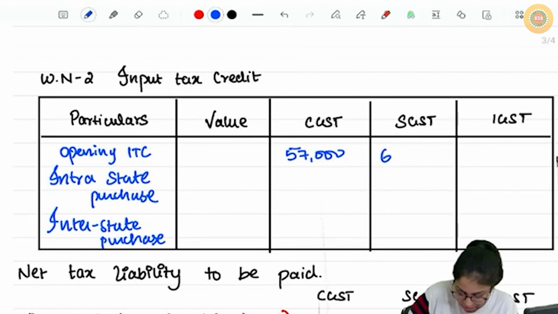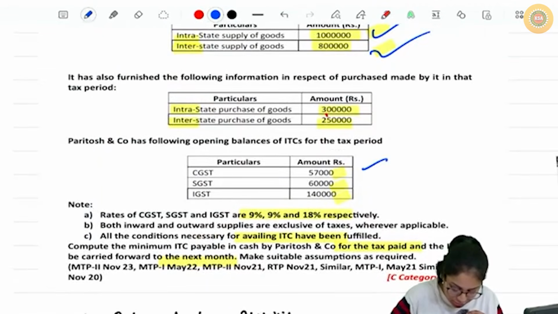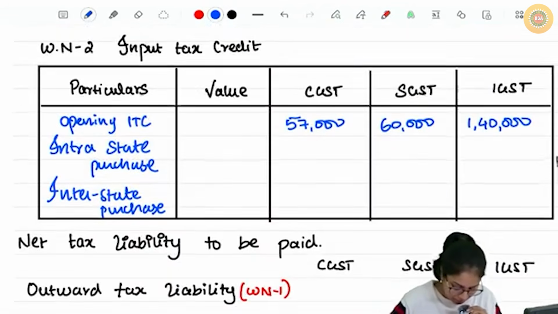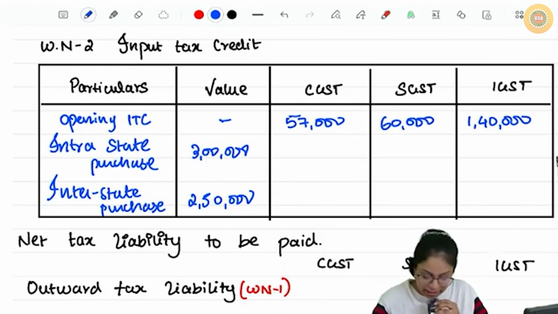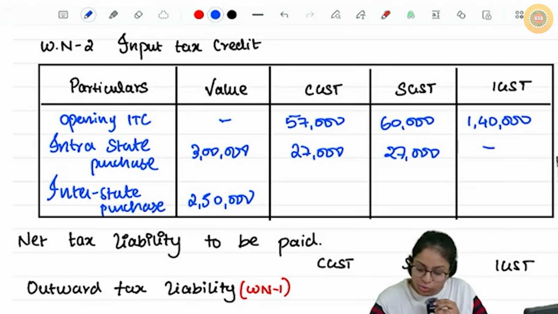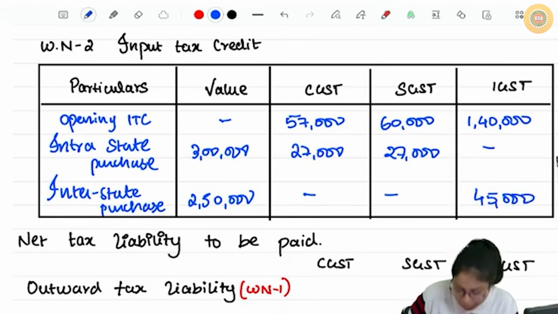57,000, 60,000 and 1,40,000. Perfect. Now let's move on. This column is done. 57, 60, 1,40,000 I have written. Here, the last is left. So 3 lakhs is intra and 2,50,000 is inter. Now, 3 lakhs is intra, so there will be CGST and SGST. So 3 lakhs into 9%, it is 27,000, 27,000 and nil. And 2,50,000 into 18%, it is 45,000. Is that perfect, guys?